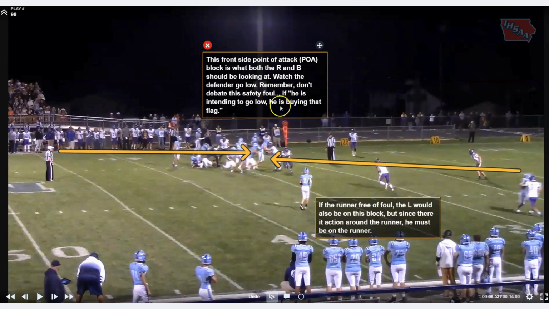Remember, don't debate. This is a safety foul. Don't debate if he starts at the waist and slides down or not. Our phrase is, if he is intending to go low, he is buying that flag. So you'll see that he definitely intends to go low and take out this lead blocker, so we would have a foul. Comment down here is if this runner was free of foul, the line judge would be on this block, but since there's action on the runner, he's got to be on the runner.